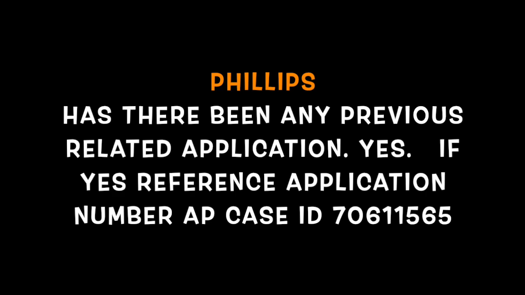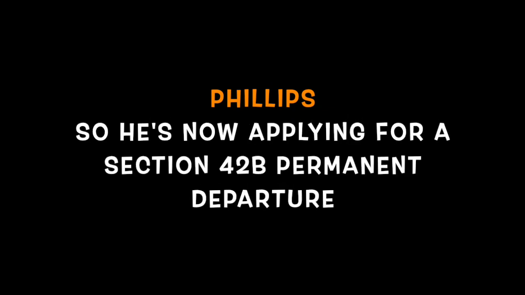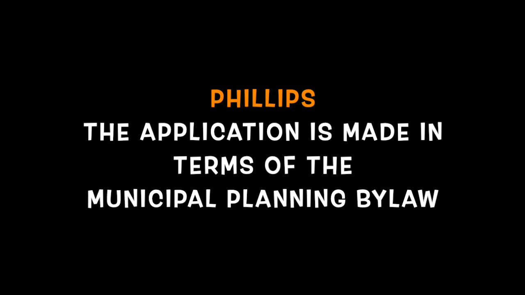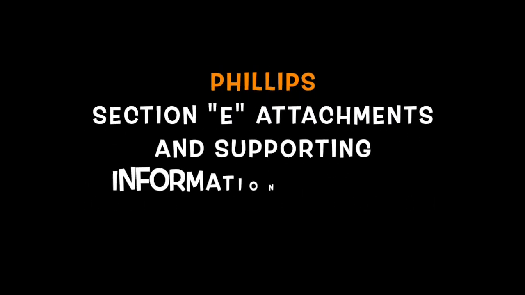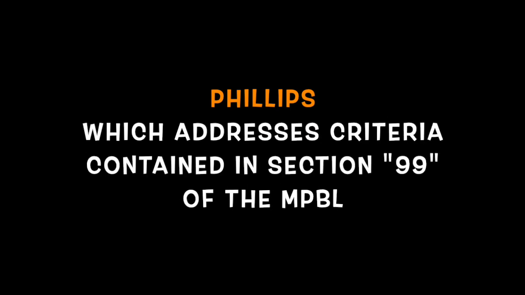Okay, so hang on. Has there been any previous related application? Yes. If yes, reference application number, AP case ID 706 11565. So he's now applying for a section 42B permanent departure. Okay, thank you. Nothing else. The application is made in terms of the municipal planning bylaw, blah blah. Section E, attachments and supporting information included: motivation report, which addresses criteria contained in section 99 of the MPBL. I think we've seen that.